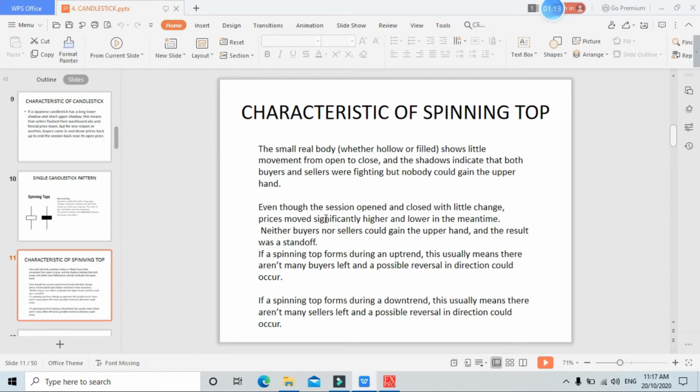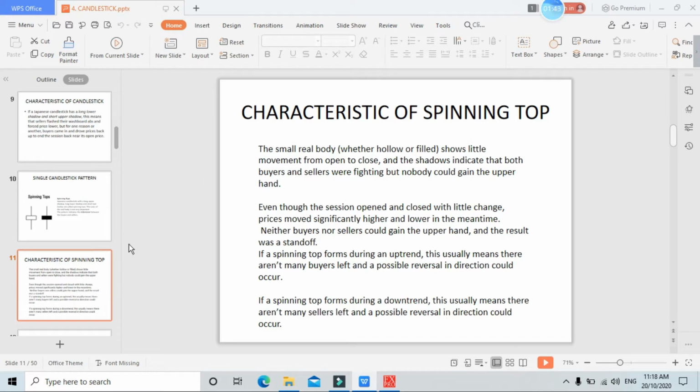If a spinning top forms during an uptrend, this usually means that there aren't many buyers left, and a possible reversal in direction could occur. In a downtrend, it means a different thing. The spinning top during a downtrend usually means there aren't many sellers left. So this is the story behind the candlestick.